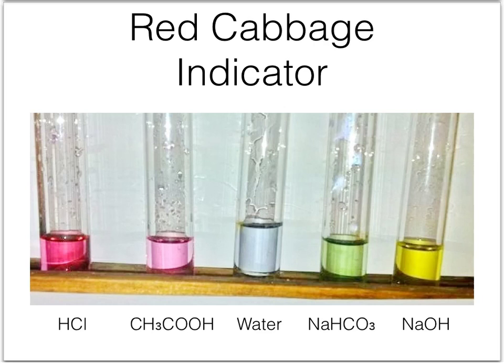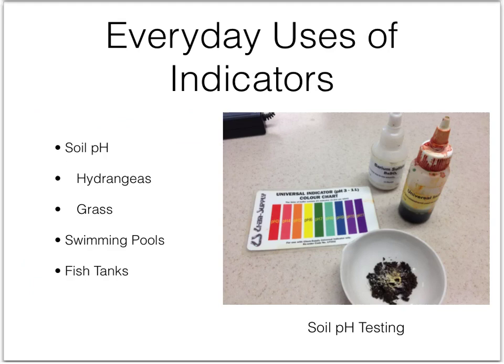Cabbage indicator is produced just by boiling up some red cabbage and getting the resulting solution and adding a few drops of that to your acid, base or neutral substance. Some everyday uses of indicators. So soil pH, if you want to have hydrangeas, well, the colour of the hydrangeas ranges from blue to pink depending on the acidity. Grass grows best in a fairly acid soil, so if you want to have a lovely lawn, you want to make sure your soil in which you want your grass to grow is fairly acidic.